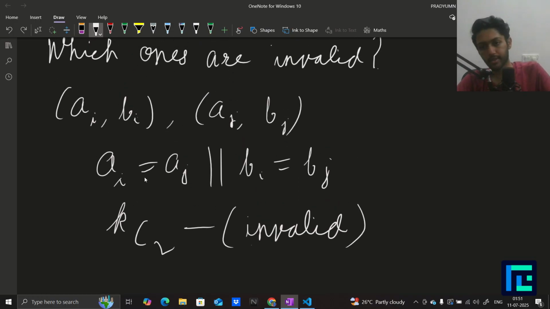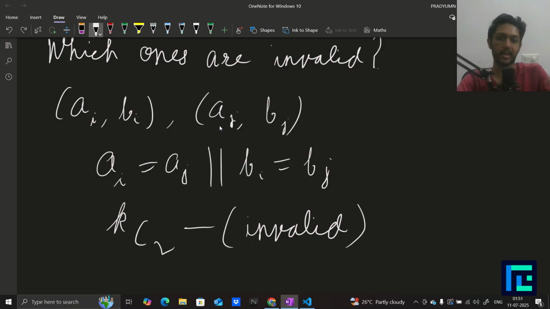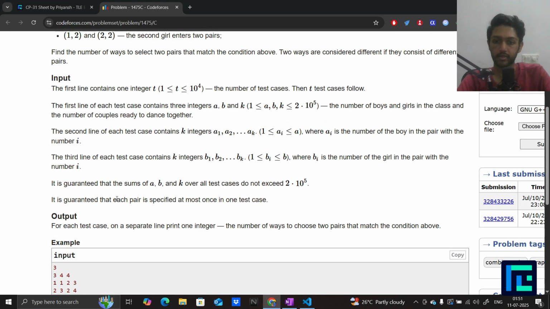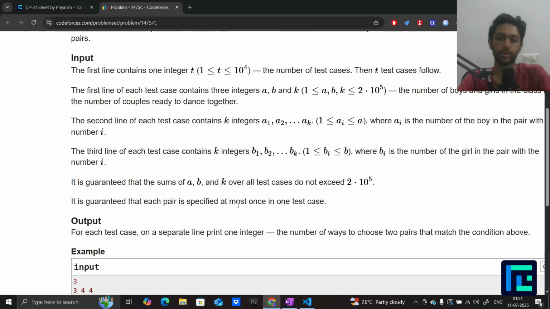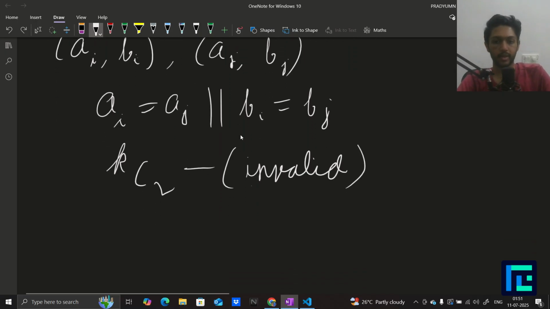As we know, in an invalid pair, either the boy is same or the girl is same. Both cannot be same, because it is guaranteed in the input that each couple is listed at most once. They have told us that among all the pairs, no 2 pairs are the same. So either the boy will be same or the girl will be same in an invalid pair. So what we can simply do is just count that.